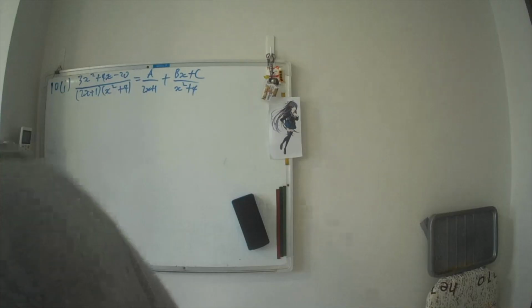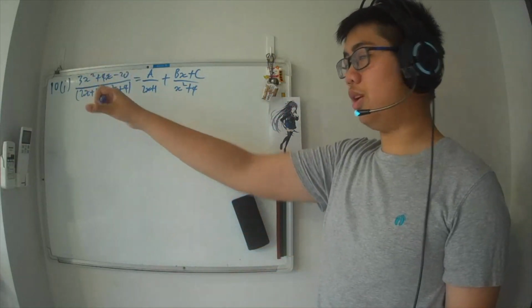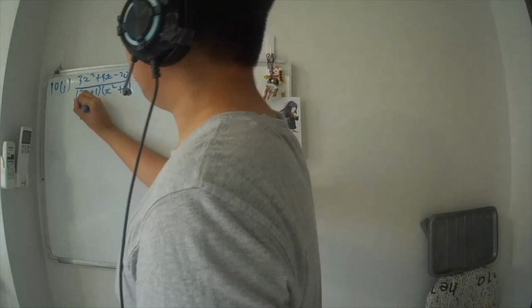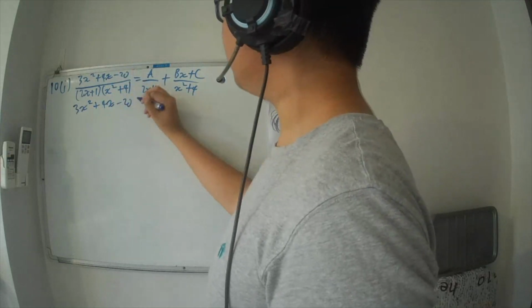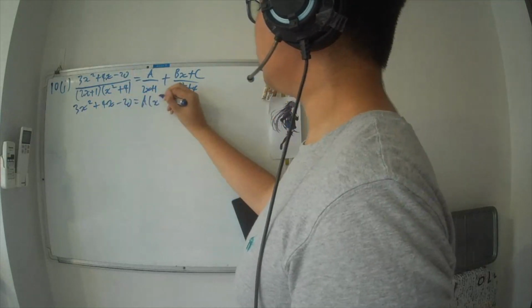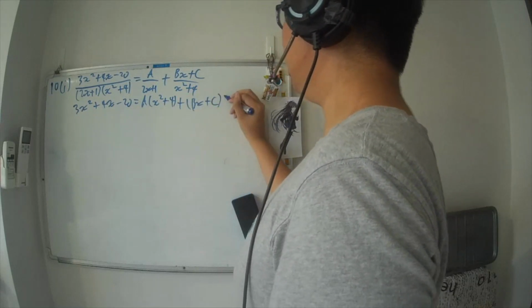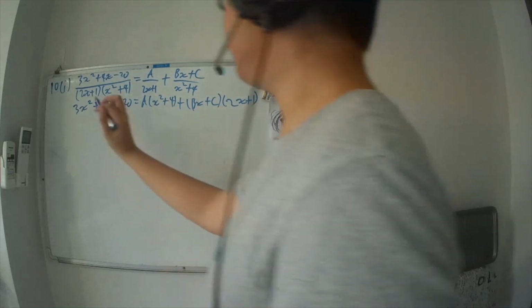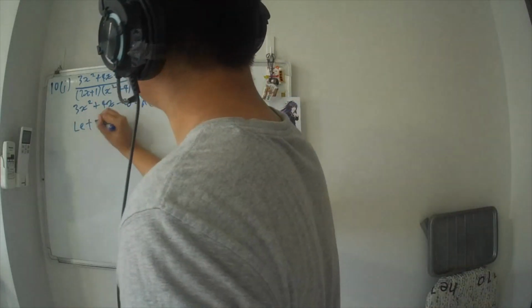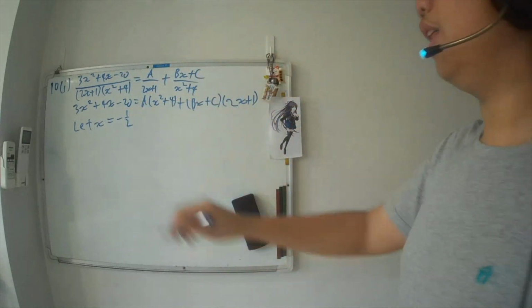Okay, so this is a very normal partial fractions with a quadratic denominator that can't be factorized. So let's do this. Multiply throughout. 3x squared plus 4x minus 20 is equal to a times x squared plus 4 plus bx plus c times 2x plus 1, right? Okay, so let's do it. First thing we will do is let x equal to negative half, so that this thing is 0, and then we can settle this.